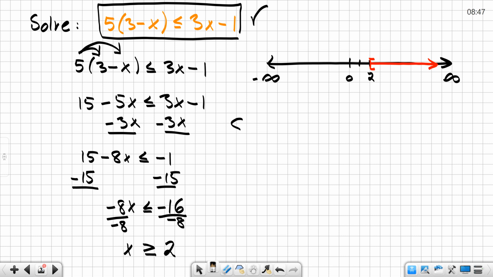And now to write down the solution as an interval, like I said, the graph helps us. The bracket, because it was greater than or equal to, up to positive infinity. Infinity always gets an open, round parenthesis. All right, let's do one more.